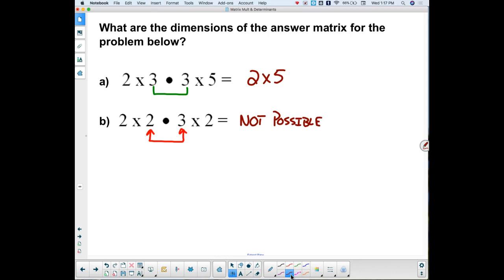Okay. However, if I switched the order, if I went a 3 by 2 matrix times a 2 by 2 matrix, that now becomes possible, but it's a different problem than the one that we originally had. So I can't just flip-flop them and say, yes, this is their product, because order matters. Okay? It's a different problem, but now this is legal, and then that gives me a 3 by 2.